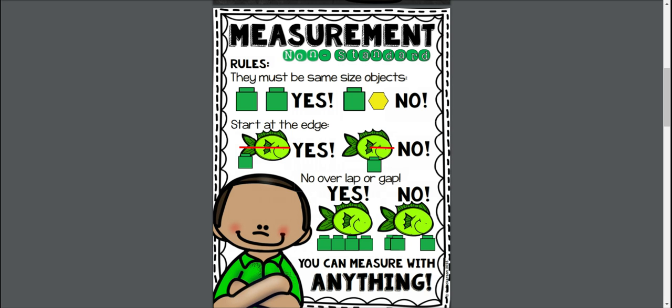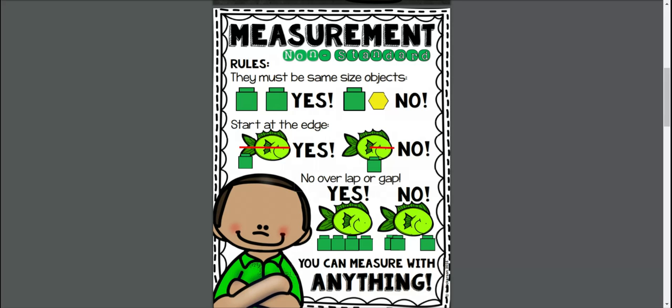Another rule is no overlapping or gapping. When you are measuring, for example, here in the poster, each cube is touching the next cube. There is no space between. They are touching one another. If you look on the other one, there's a big space between two cubes, and then two cubes are right on top of each other. There's no space. They're not really touching end to end. They're on top of each other. So that's not going to count either. It has to be touching each other, no space, and not overlapping, not on top of each other.